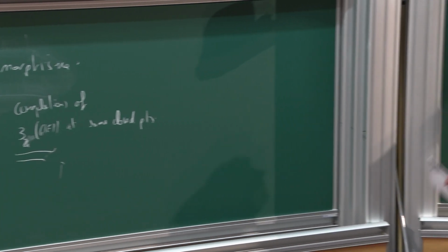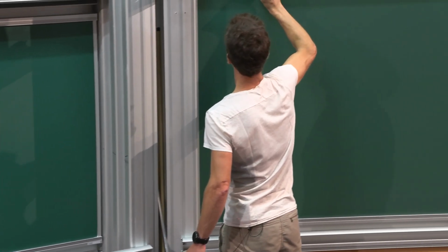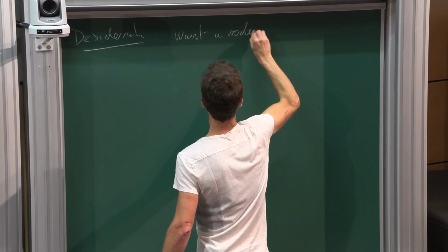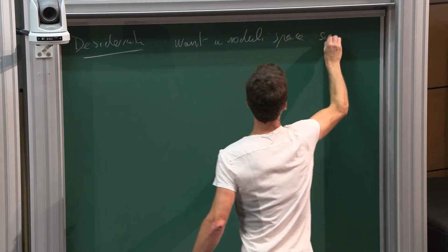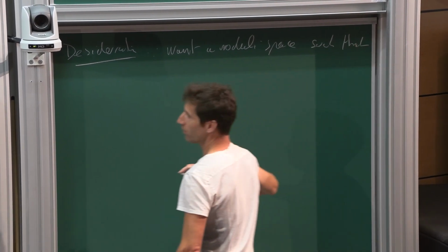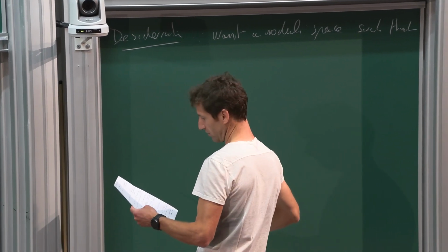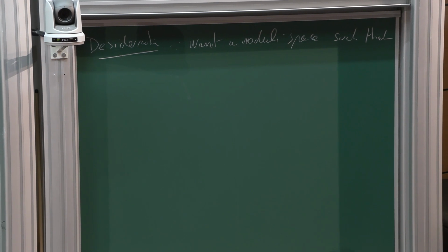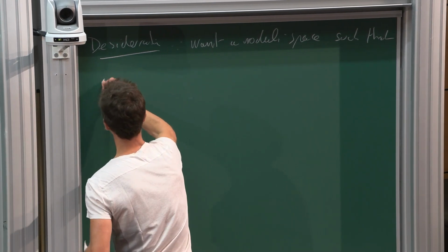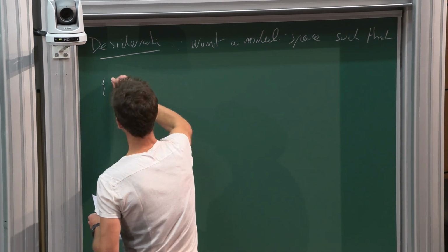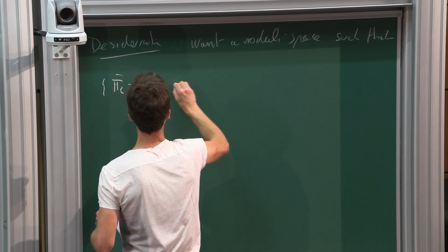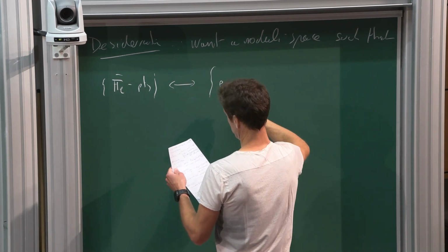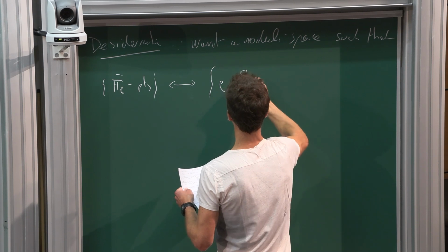So what are the desiderata? Okay, so you want a moduli space such that, on the special fiber, you really want what I've just said. The set of F_L bar points of this space should be exactly the set of representations mod L.